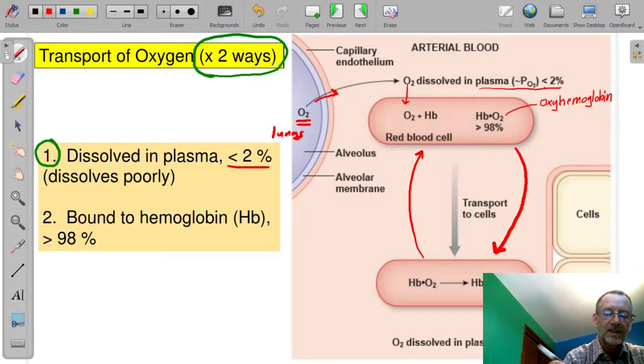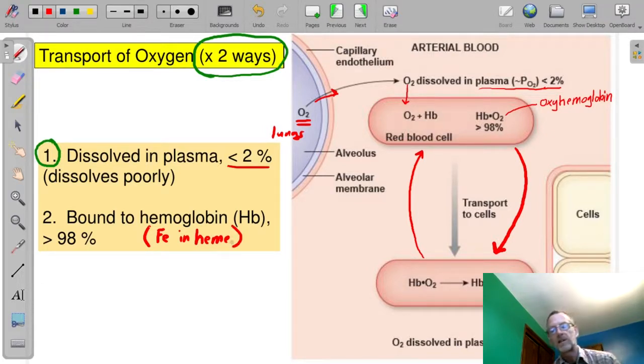So remember that the oxygen bound to the hemoglobin, remember that it's bound to the iron in the heme. That takes you back to the first lecture in the course, the first unit on blood. Okay, so that's the transport of oxygen. Pretty straightforward.